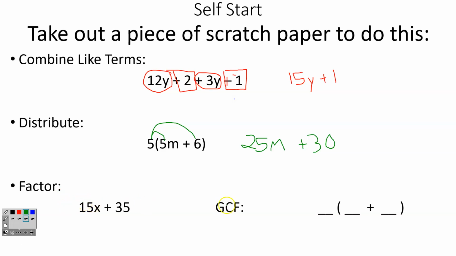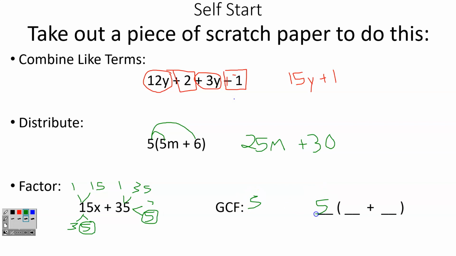So first thing I need to do is find my GCF. I'm just going to list all the factors of 15: 1 and 15, and 3 and 5. For 35, I've got 1 and 35, and I've got 7 and 5. The biggest number they have in common is not the 1, it's my 5. So that's my GCF, it's 5.